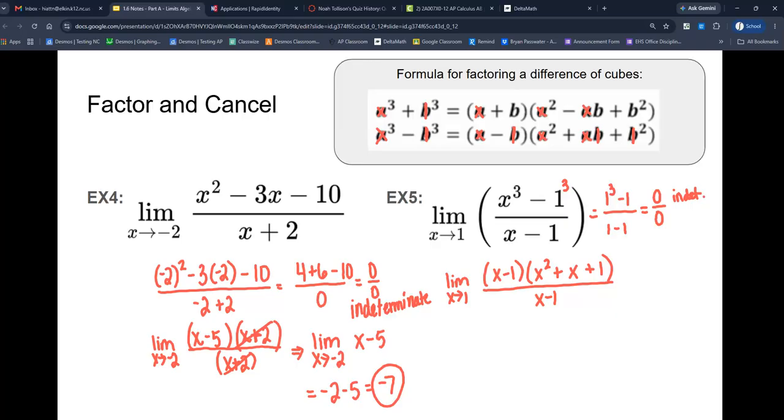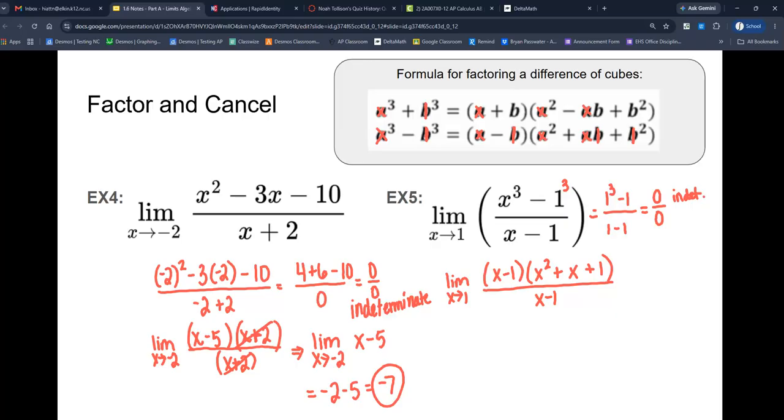We'll do a warm-up tomorrow where we do a few difference of cubes just to practice that a little bit more, but you're just using that formula and basically plugging those values in. This one's a really simple one because 1 is 1 to the third, so it's really simple there. We'll do a couple more to get a little more practice with that.